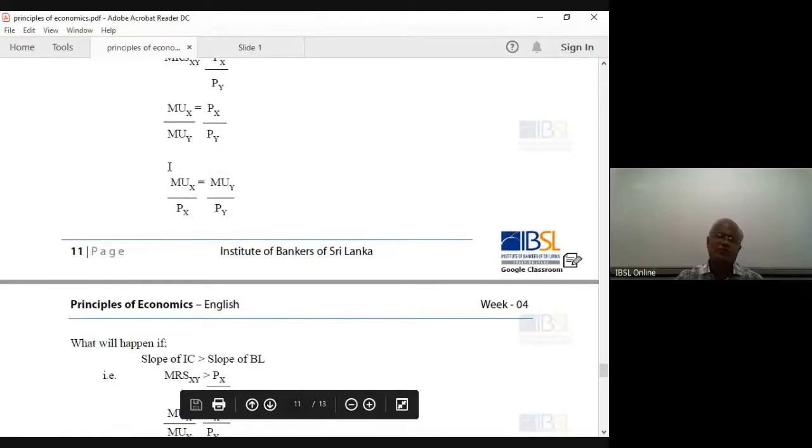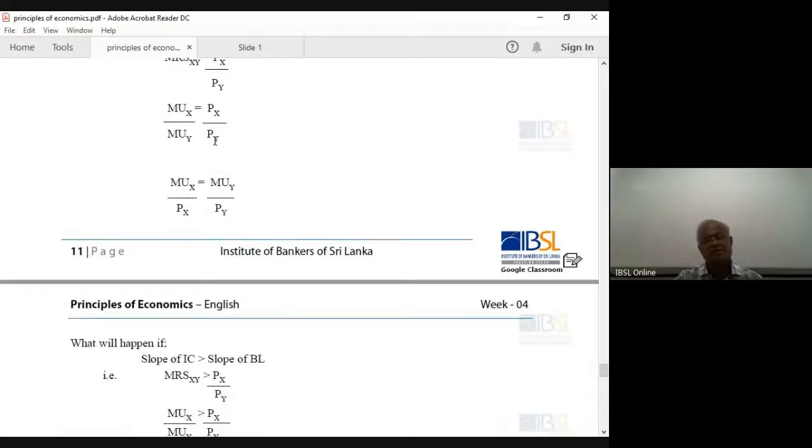You can take Px down, then MUy up. Then remember this condition. You can box this. Draw the box. This is the condition under the marginal utility approach. Remember, even if you use the marginal utility, cardinal approach, or the ordinal approach, you will end up with the same condition. Marginal utility per rupee on X equals marginal utility per rupee on Y. Very interesting. Two theories, two assumptions, but the utility maximizing condition is the same.